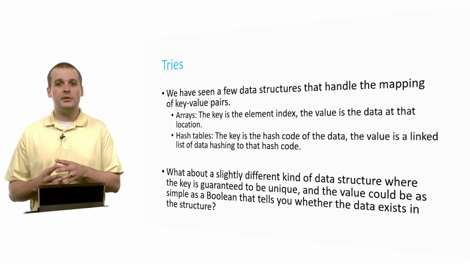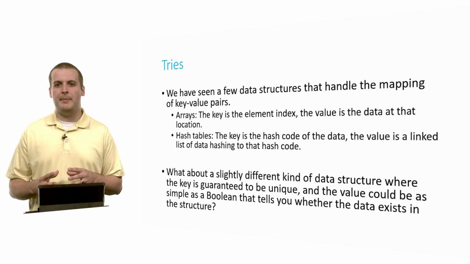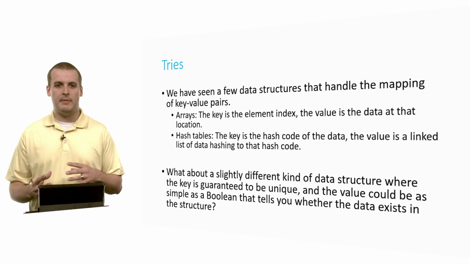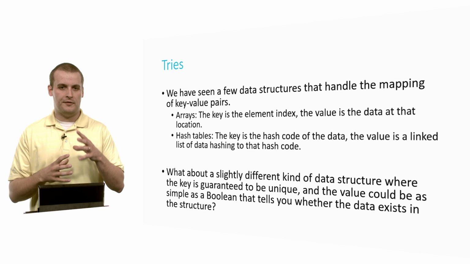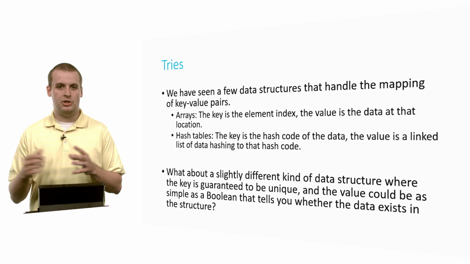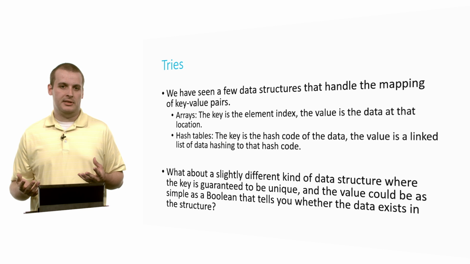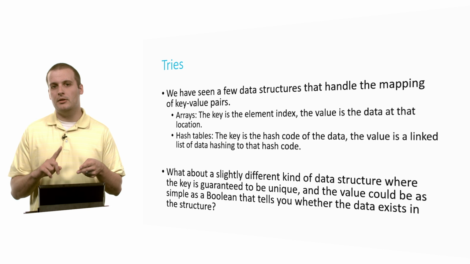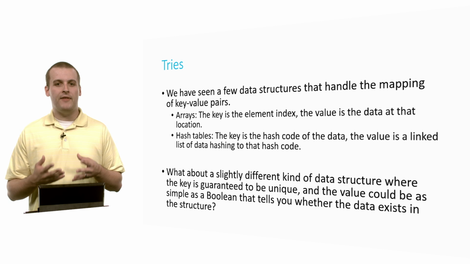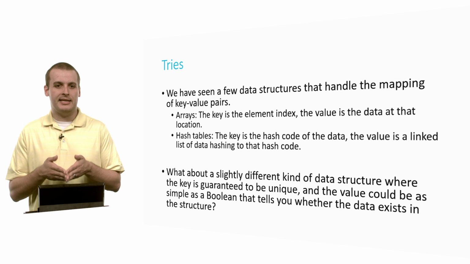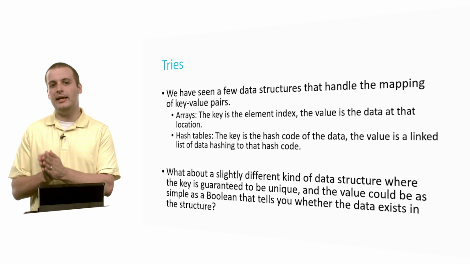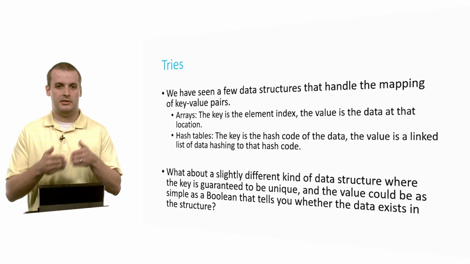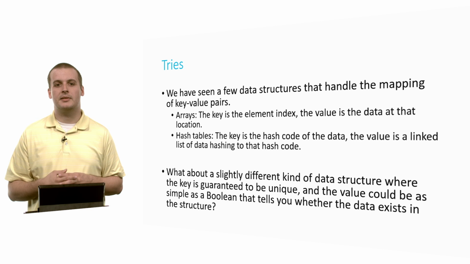So we've seen several different data structures that handle the mapping of so-called key-value pairs, mapping some piece of data to some other piece of data so we know where to find information in a structure. For an array, for example, the key is the element index, array location 0, array location 1, and so on. And the value is the data that exists at that location. So what is stored in array 0? What is stored in array 1? Versus just 0 and 1, which would be the keys.